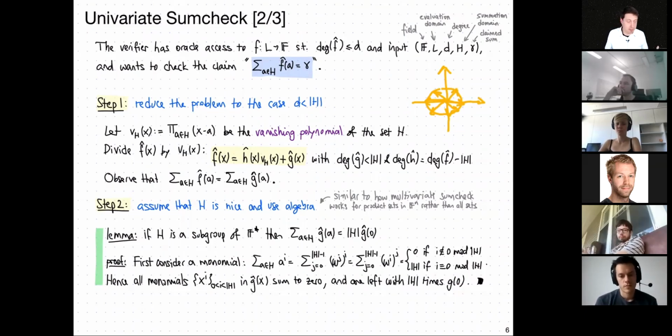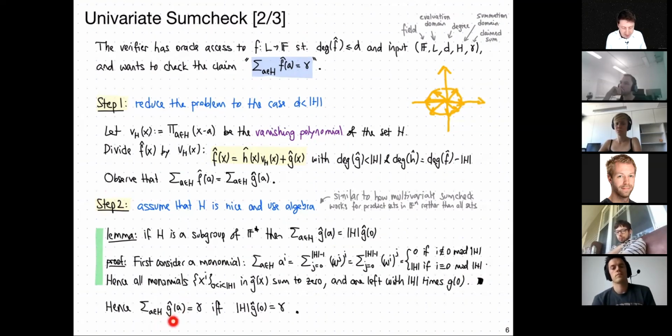Great. This is like some kind of sleight of hand with roots of unity. And what we have learned is that in this step 2, the sum of a polynomial of degree strictly less than h is gamma if and only if h times its constant term is gamma. That's what we've learned in step 2.